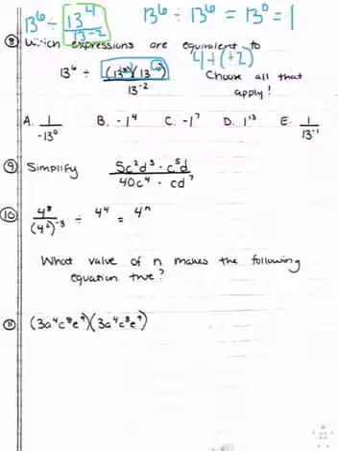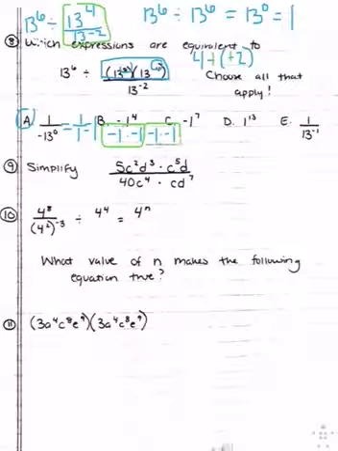So, looking at letter A, I have 1 over 13 to the 0 power. I know anything to the 0 power is 1, so it's 1 over 1. 1 divided by 1 is 1. A is a correct answer. Letter B, I have negative 1 to the 4th, so negative 1 times negative 1 times negative 1 times negative 1. We know that 2 negatives make a positive, so I can pair them up. 2 negatives here, 2 negatives here, 1 times 1 is 1. My answer is a positive 1. Letter B is a correct answer.